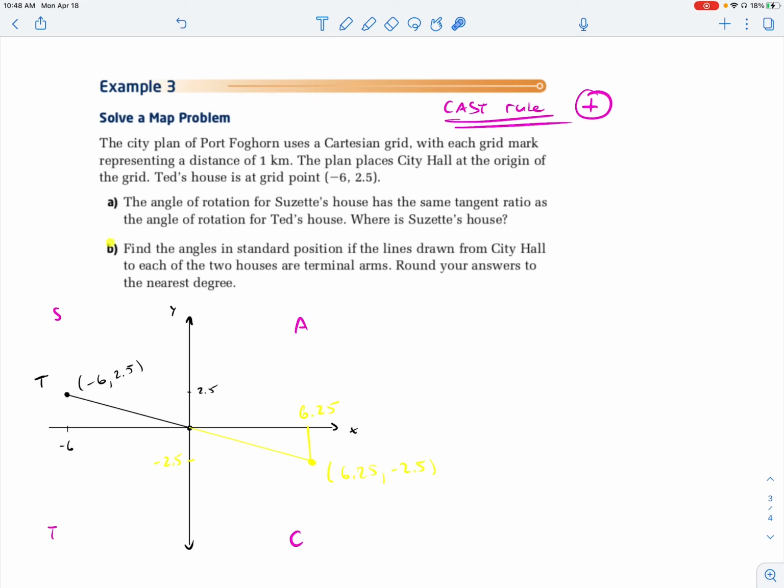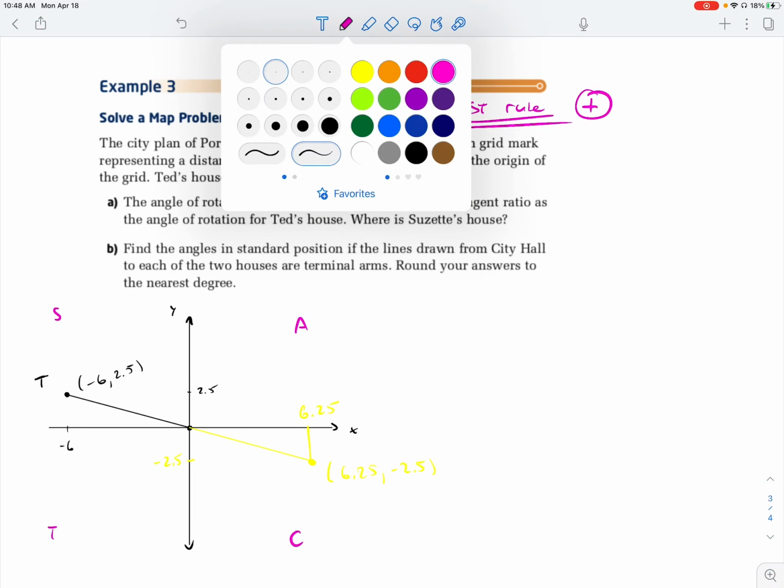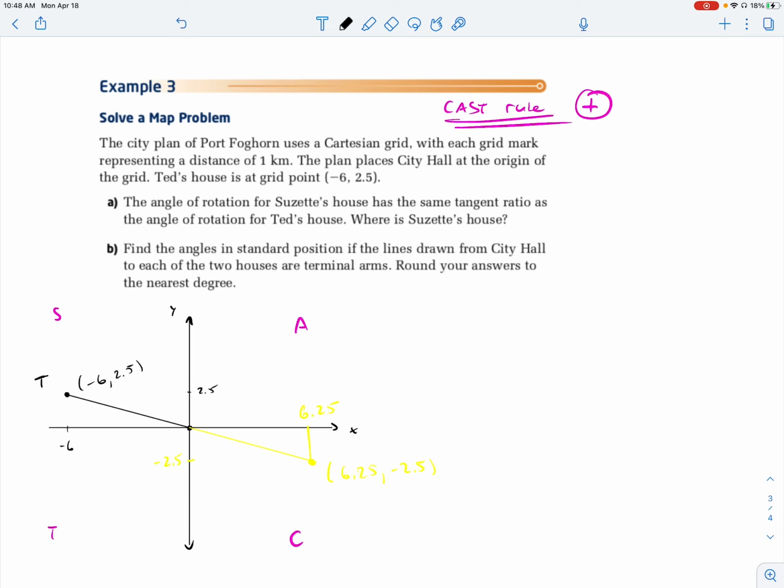Okay, let's see what part B says. Find the angles in standard position if the lines drawn from City Hall to each of the two houses are terminal arms. Round your answers to the nearest degree. They want us to find the angles in standard position. So we're looking for this angle first. We'll draw this one in black. This is for Ted's house. I'll call it theta.